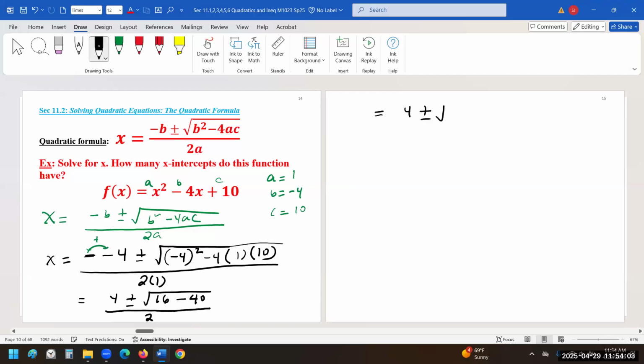So 4 plus minus the square root of... what is 16 minus 4? Sorry, 16 minus 40. Negative 24, over 2.